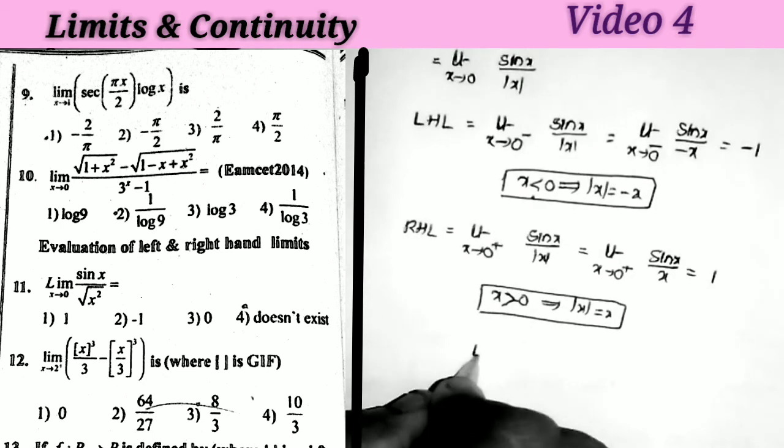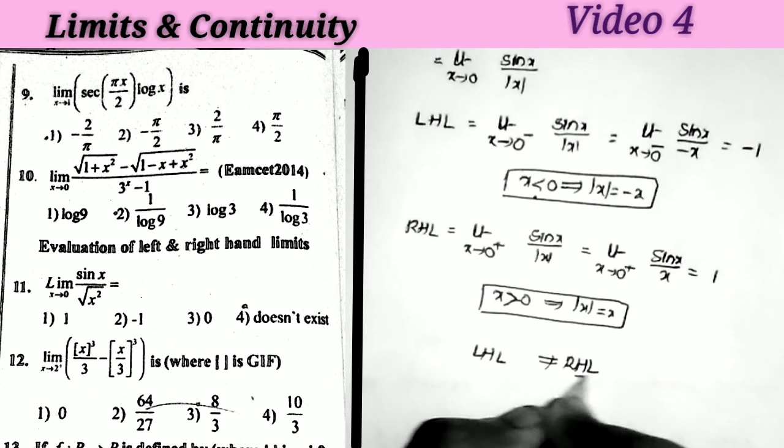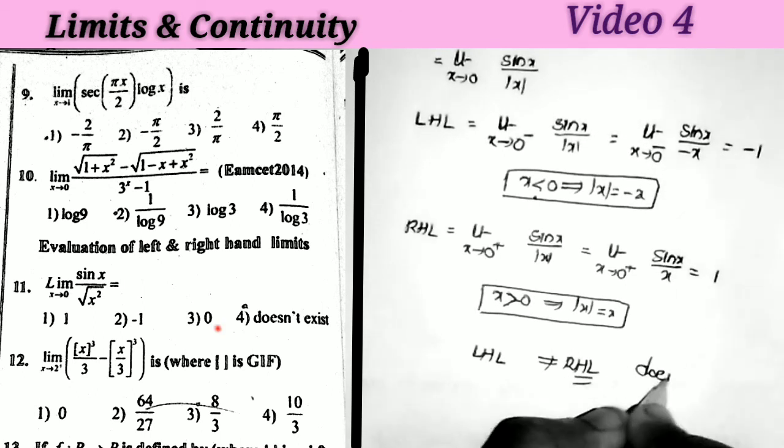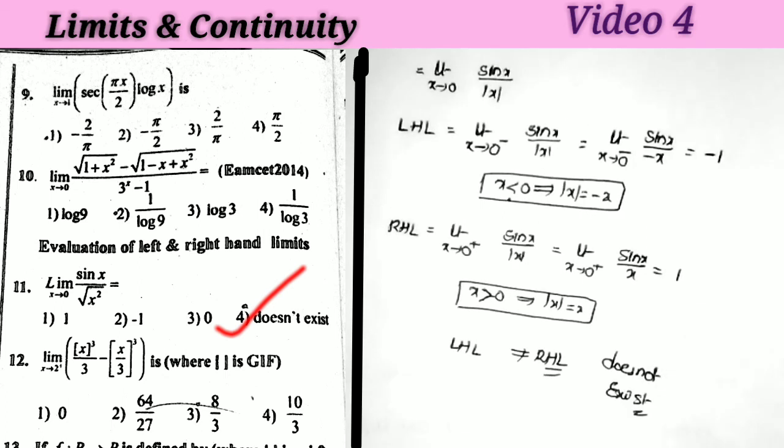So here the left hand limit is not equal to the right hand limit. So the limit does not exist. The limit of the given question does not exist. So the answer is the last option.